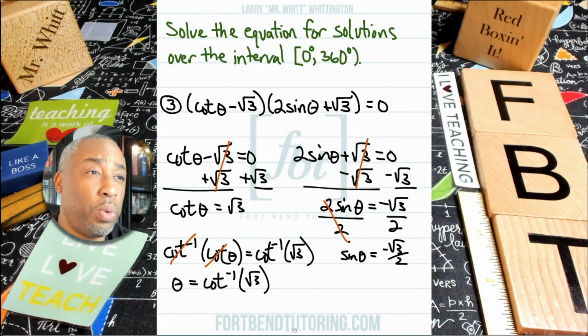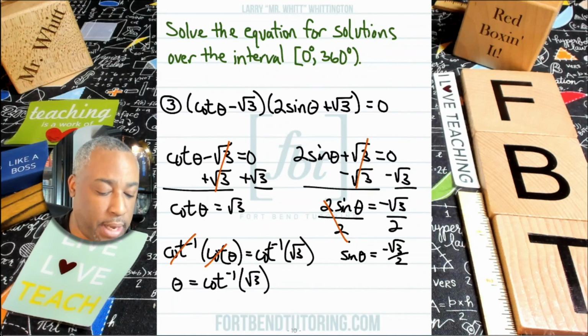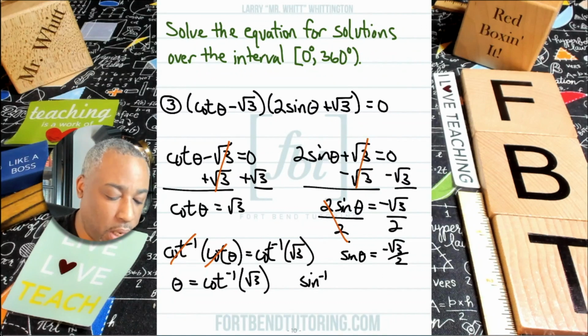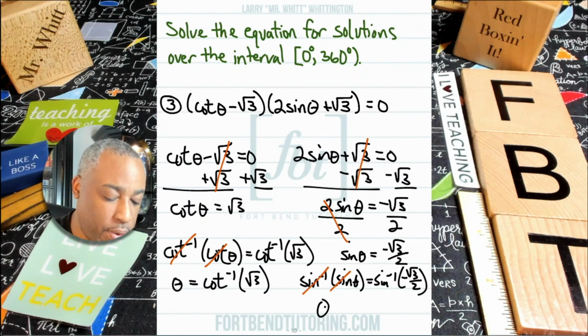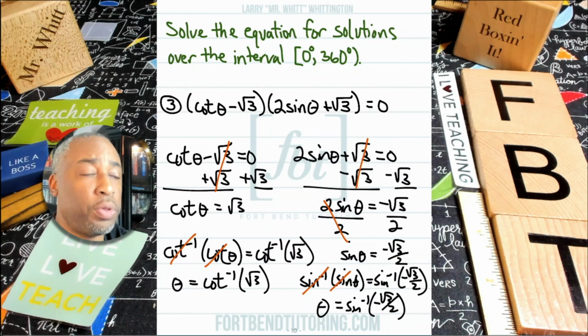All right, now what we can do is we can use the inverse trigonometric functions to isolate our variable theta. So I'll have arc sine of sine theta. This equals arc sine of negative square root of 3 over 2. The arc sine and sine will cancel out. We'll bring down theta equals arc sine of negative square root of 3 over 2. And let's bring both of these results to the next page.